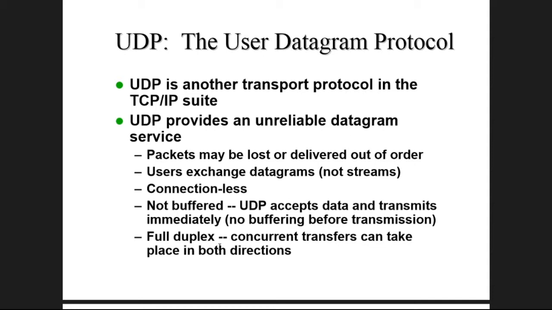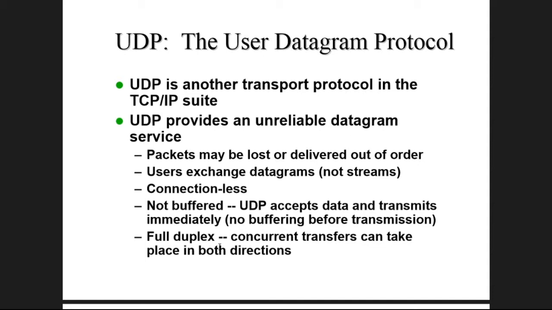Next point, this is a full duplex method, that means concurrent transfers can take place in both directions. All of you know that full duplex means communication can be done between two devices at a time. The sender can send data to the receiver, and the receiver can also send data, and they can do it at the same time. So this is a full duplex method.